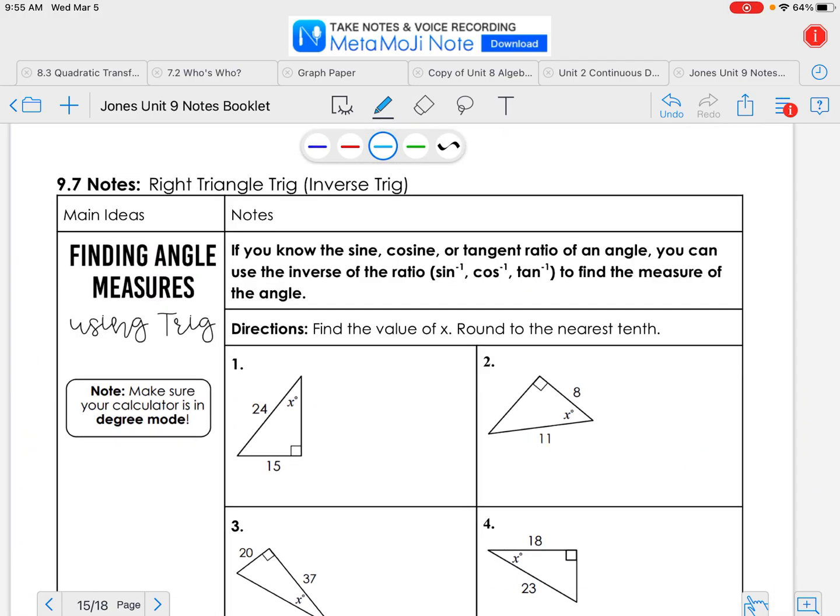Hello, eager geometry students. We are going to use inverse trig today. What that means is we have a missing angle. So yesterday we knew the angle, but we had a missing side. Today we know sides, but we have a missing angle. Once again, make sure your calculator's in degree mode.